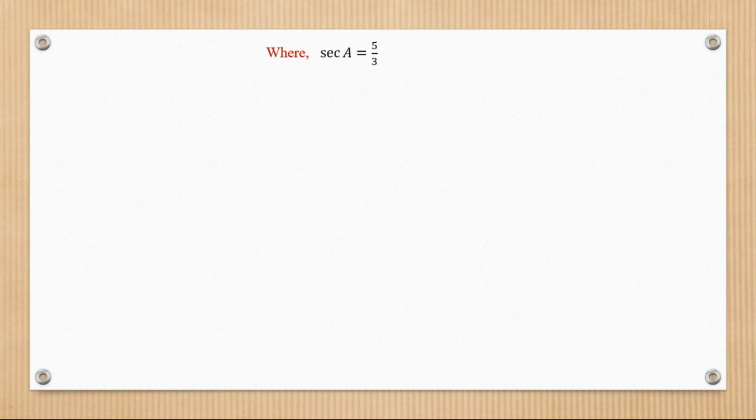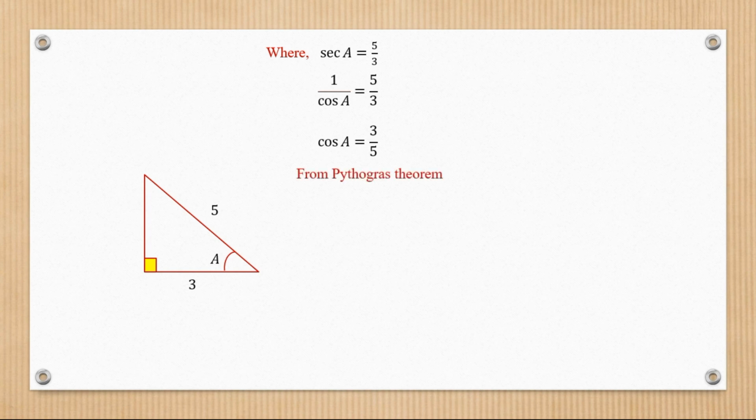So where we know that sec a is 5 over 3, that basically means that 1 over cos a is 5 over 3, and then that means cos of a shall be equal to 3 over 5. So now we're going to use this knowledge to find what sine of a is. So we're going to put this in a right angle triangle, and then the angle is a, the adjacent is 3, and the hypotenuse is 5. So now we need to find the opposite, but we shall use Pythagoras theorem.